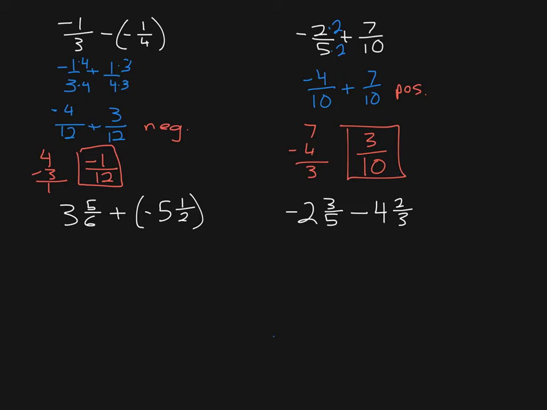And remember, when we're dealing with mixed numbers, we always want to start by just turning them into improper fractions, because those are so much easier to work with. So if I do 6 times 3, that'll be 18. 18 plus 5 is 23 over 6, plus negative 2 times 5 is 10, plus 1 is 11 over 2. Now my common denominator is going to be 6.